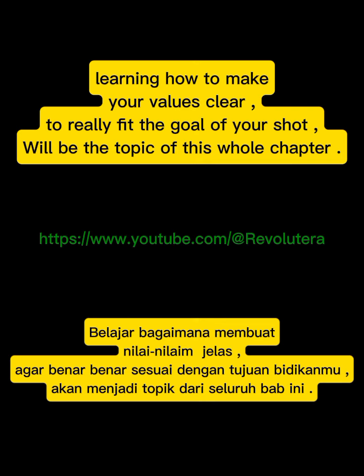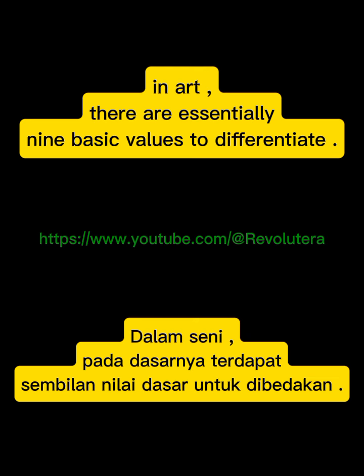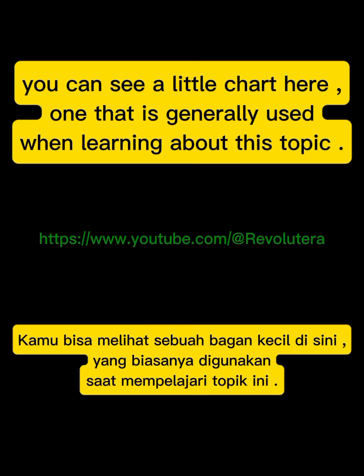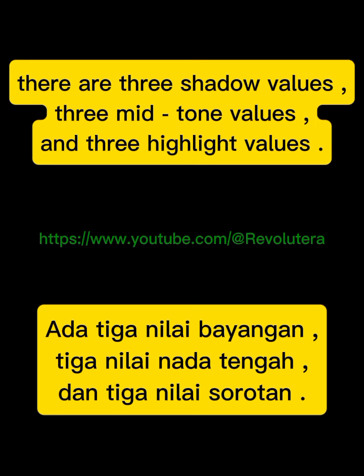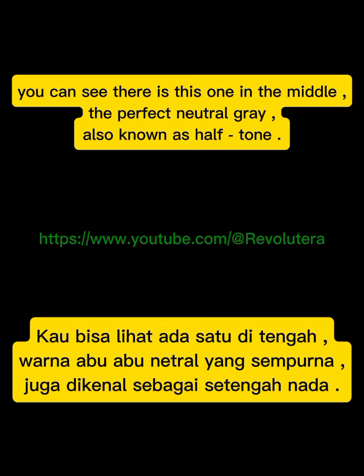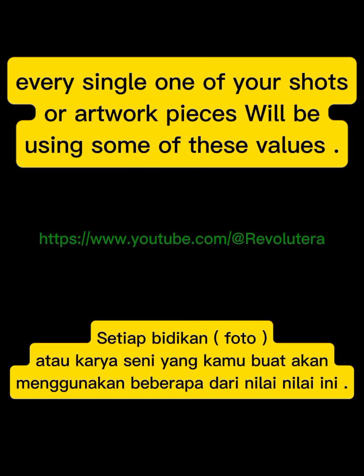In art, there are essentially nine basic values to differentiate. You can see a little chart here that is generally used when learning about this topic. There are three shadow values, three mid-tone values, and three highlight values. You can see there is this one in the middle, the perfect neutral gray, also known as half tone. Every single one of your shots or artwork pieces will be using some of these values.